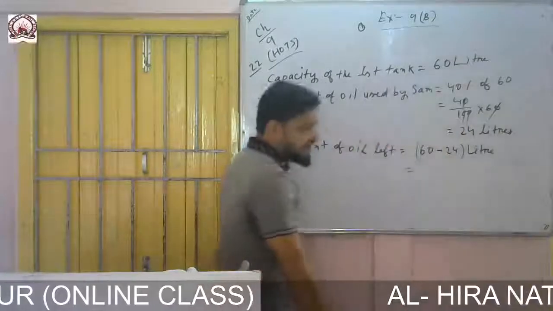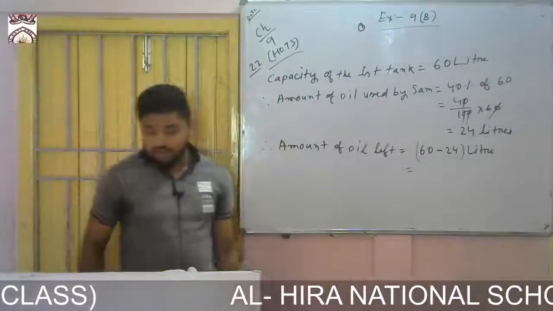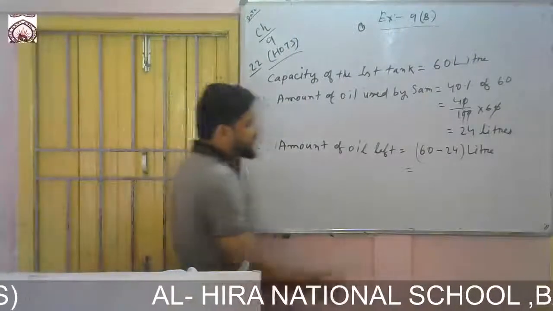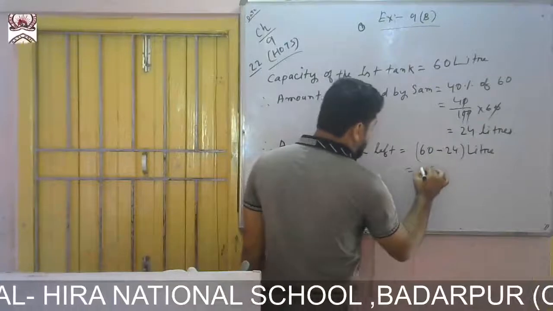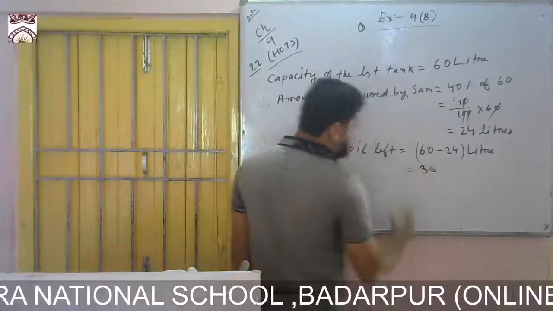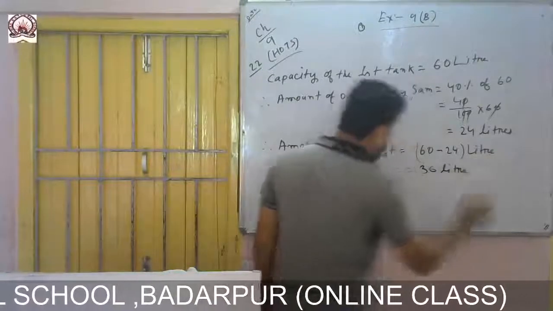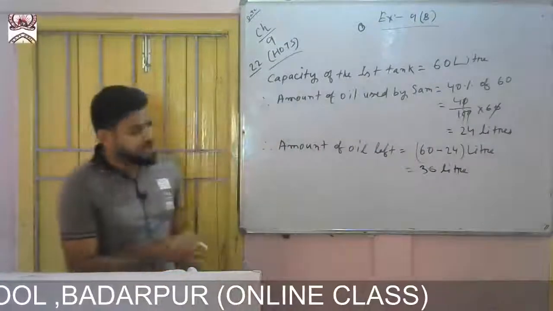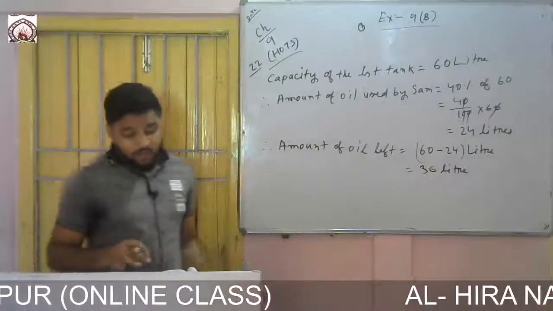Okay, 60 minus 24 liters. The amount of oil left, what will it be? 60 minus 24 is 36. Then here 5 remains; 5 minus 3 is 2, and it is 6. So 36 liters. 60 minus 24, what is it? 36 liters. Now let us come to the question.